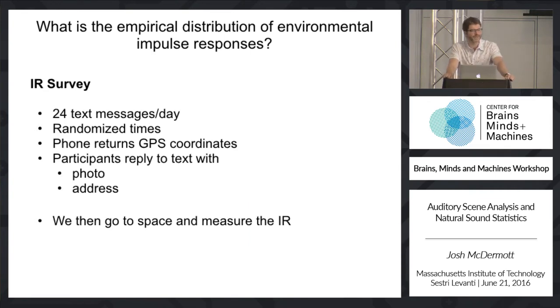All right, so what we were attempting to do is to basically draw samples from the distribution of reverberation that people encounter in their lives. To do this, we enrolled a bunch of participants in an impulse response survey. The volunteers in the survey were sent 24 text messages a day at random times, and their phone was programmed to return their GPS coordinates whenever it got one of our texts. In addition, the participants were supposed to take a photograph of wherever they were and send it to us, and then also send us the address. From those three pieces of information, we could usually figure out where they were, and then James would go to the space, set up the apparatus, and measure the impulse response.